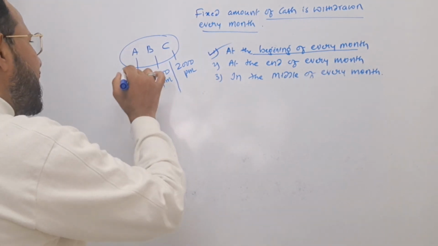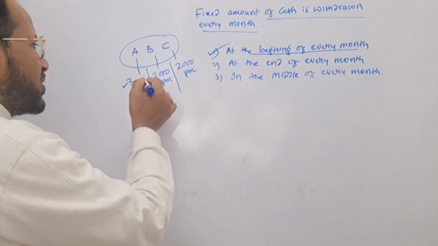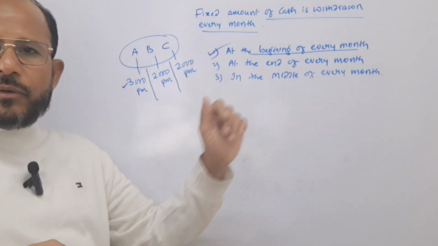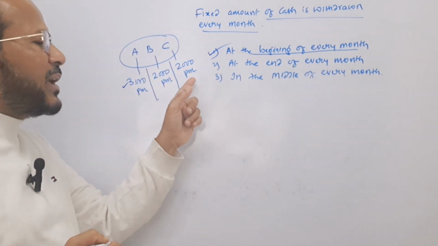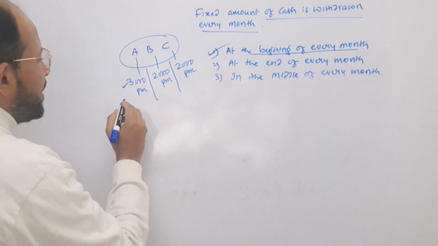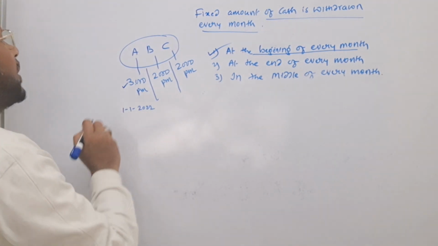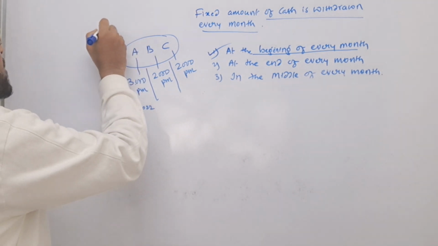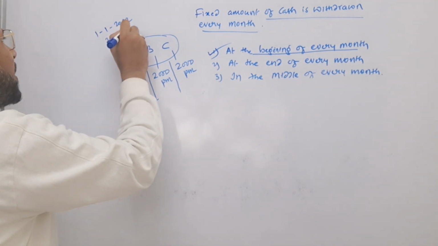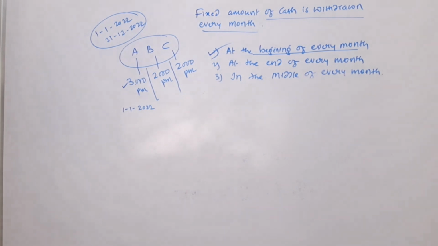Assume here Mr. A is withdrawing the amount at the beginning of every month, and Mr. B is withdrawing amount at the end of every month. And the next one is Mr. C, withdrawing in the middle of every month. Assume he withdraws the amount from 1st January 2022. Assume this is the accounting year. It starts from 1st January 2022 and ends on 31st December 2022. This is the period of 12 months.